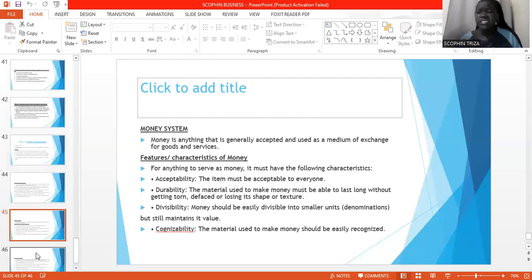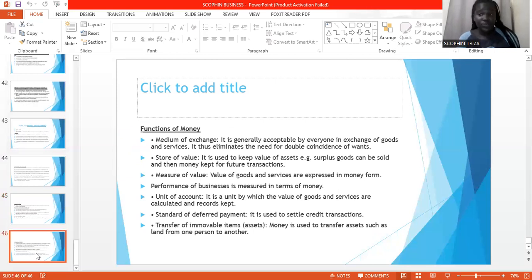We also have divisibility. Money should be easily divisible into smaller units. For instance, you have 1,000 shillings. Now, this 1,000 shillings, mark you, is a note. It should be easily divided into 200 shillings, 5 bob, 50 bob, in the amount that you want to use. And then we also have recognizability. The material used to make money should be easily recognizable.